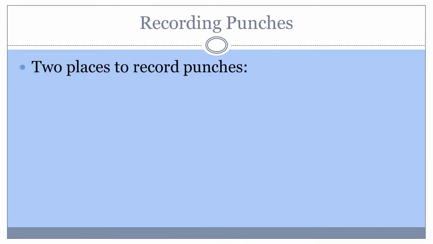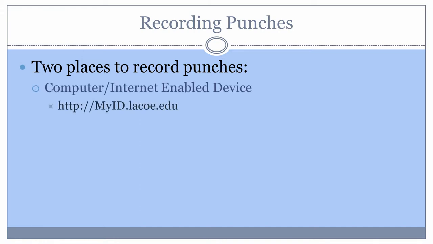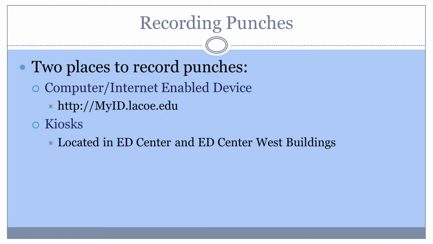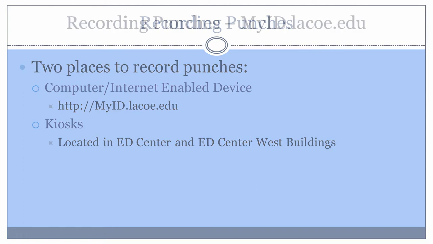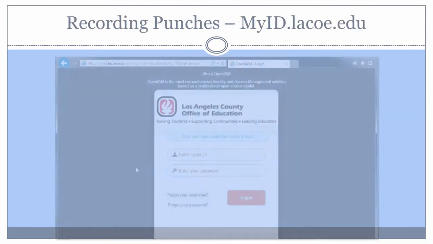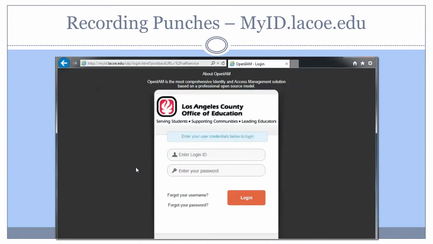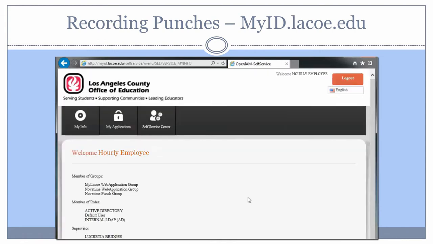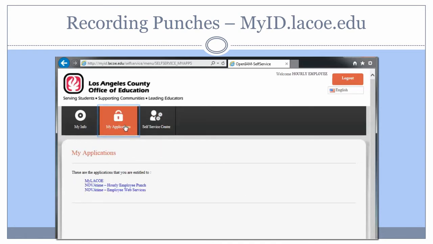There are two places you can record your punches. One is through a computer or other internet-enabled device by accessing the MyID website, and the second is utilizing a kiosk located in one of the Ed Center buildings. To record a punch through the MyID website, open an internet browser and navigate to myid.lacoe.edu and log in using your MyID UPN and passphrase. Go to My Applications and then click on the NOVAtime Hourly Employee Punch link.